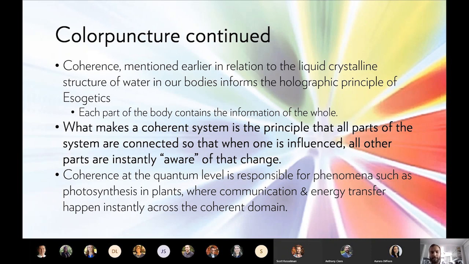Coherence is key to the holographic principle of esogetics, which says that every part of the body contains the information of the whole. So what makes a system coherent is the principle that all parts of the system are connected. So if you make a change somewhere, the whole system is influenced. So that's how you saw the standing waves on the rectangular plate were influenced when you just made a change in one spot. Coherence at the quantum level is responsible for phenomena such as photosynthesis in plants, where energy transfer can happen across a distance instantly because the system is connected coherently.